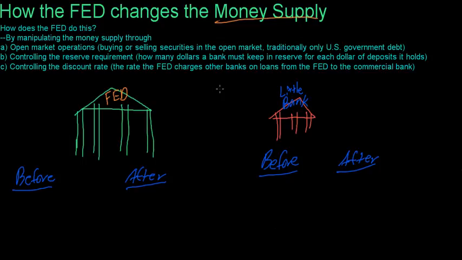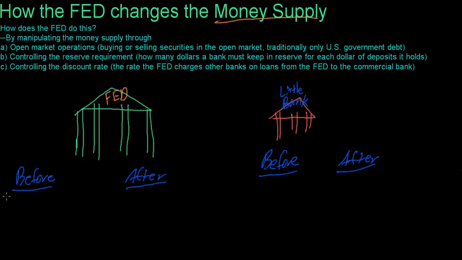Okay, so this text is just from the last video. The question is, how does the Fed complete its dual mandate of keeping maximum employment and also stable prices? It does this through manipulating the money supply, and it has three ways of doing that. Through open market operations, which is just buying or selling securities in the open market like any other person can. Traditionally, they only do U.S. government debt, so that's what we're going to talk about. Then it also does it by controlling the reserve requirement and the discount rate. We're going to talk about those too, but we're going to do open market operations first.